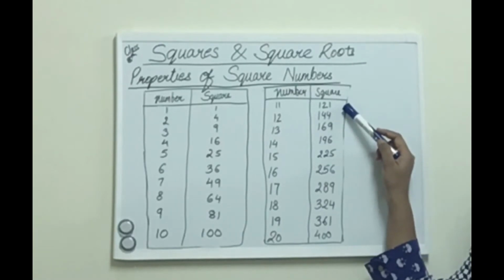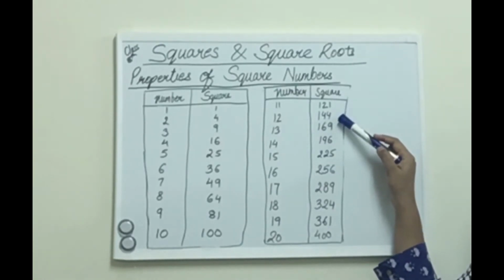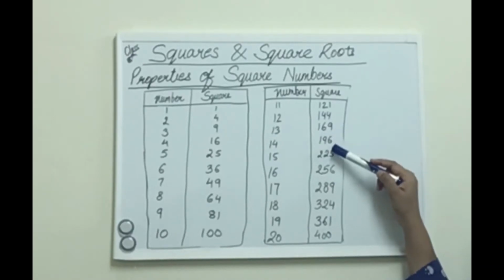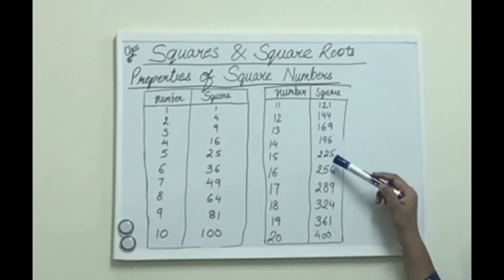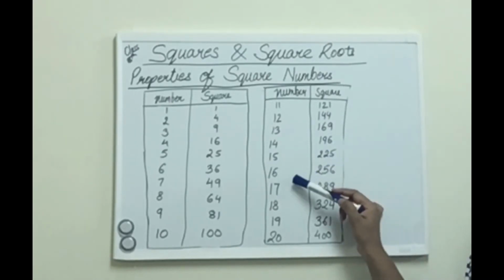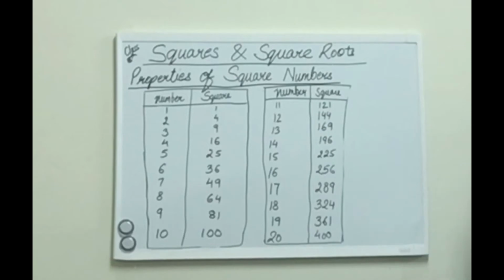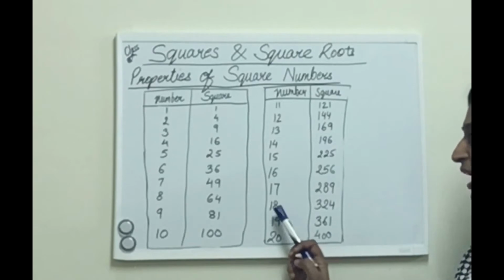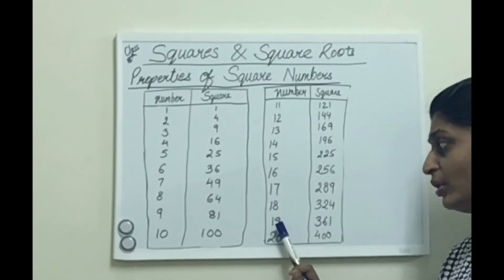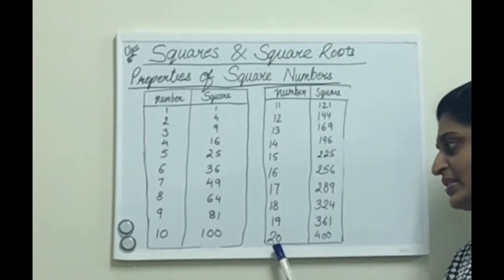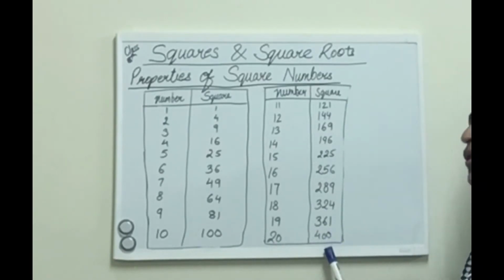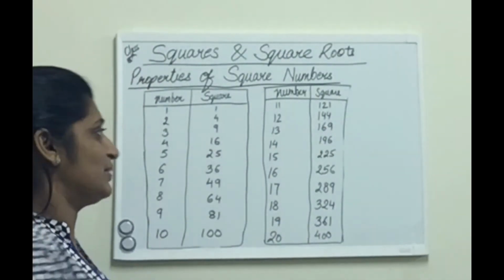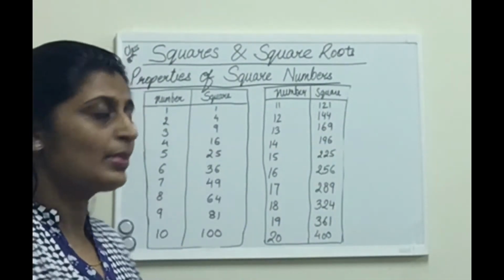11 square, 121. 12 square, 144. 13 square, 169. 14 square, 196. 15 square, 225. 16 square, 256. 17 square, 289. 18 square, 324. 19 square, 361. And 20 square, 400. So I have respectively written all these squares of numbers 1 to 20.